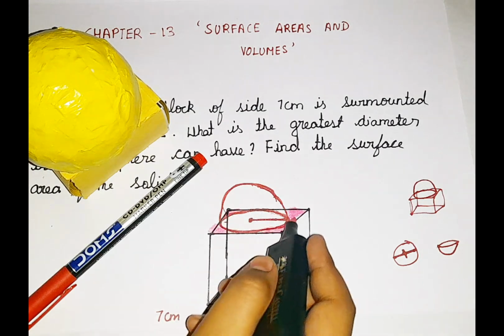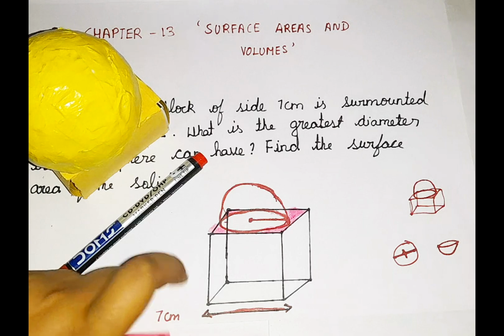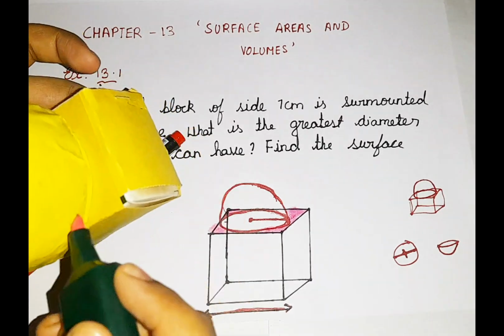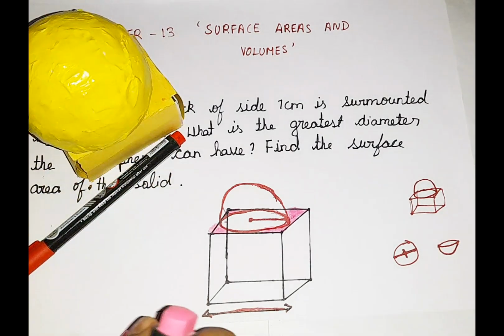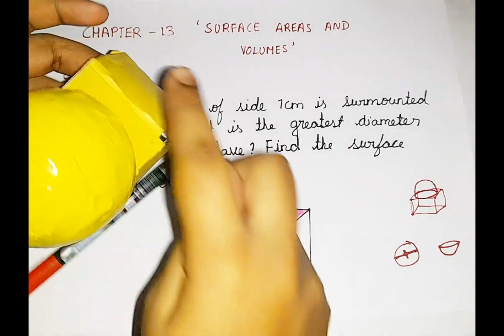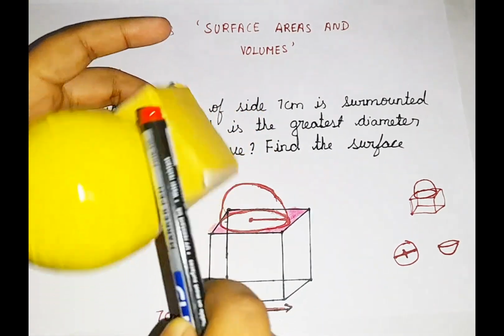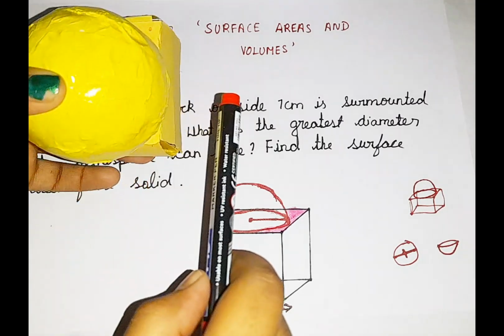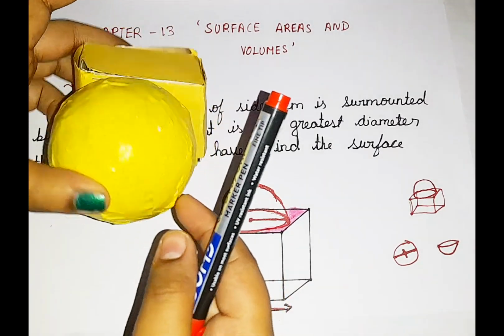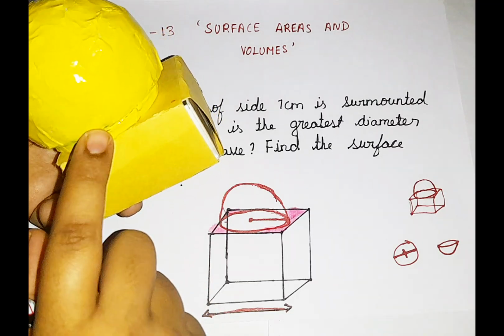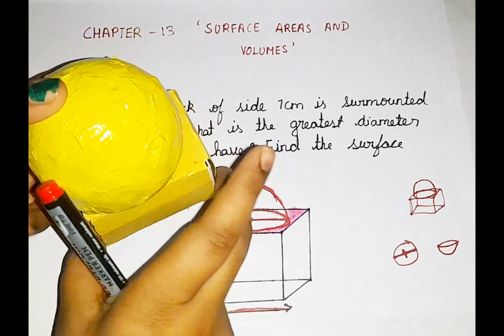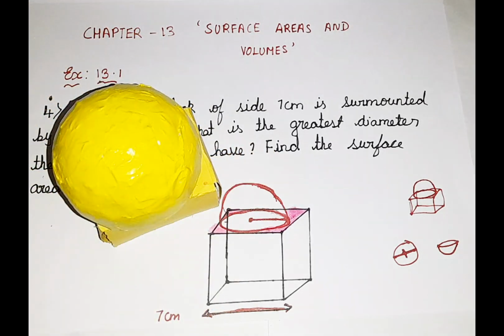So I will be able to paint this part and all. Here also I'll be able to paint it, here and all. Since I'm able to paint only these 4 edges, how many edges are there? 1, 2, 3, 4. So I have 4 edges. Since I am able to paint only the 4 edges, I won't be able to paint the one under, I mean, the part under this hemisphere. So what to do? Are we supposed to apply total surface area or curved surface area?